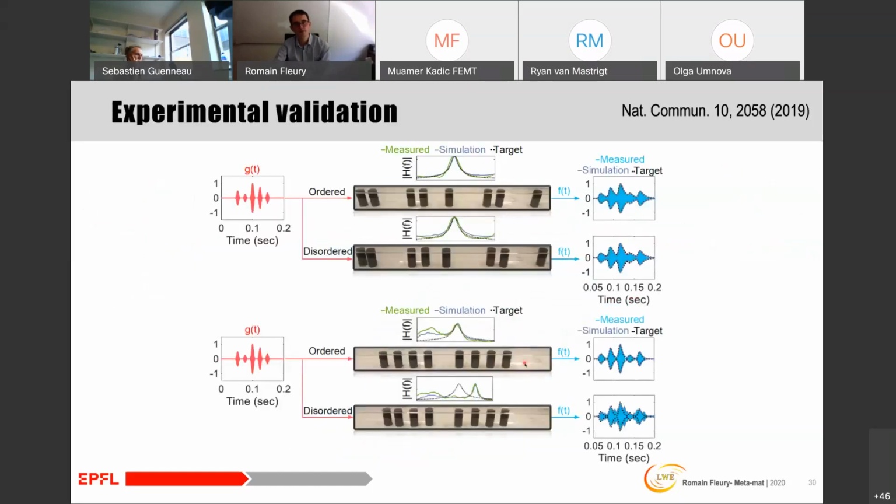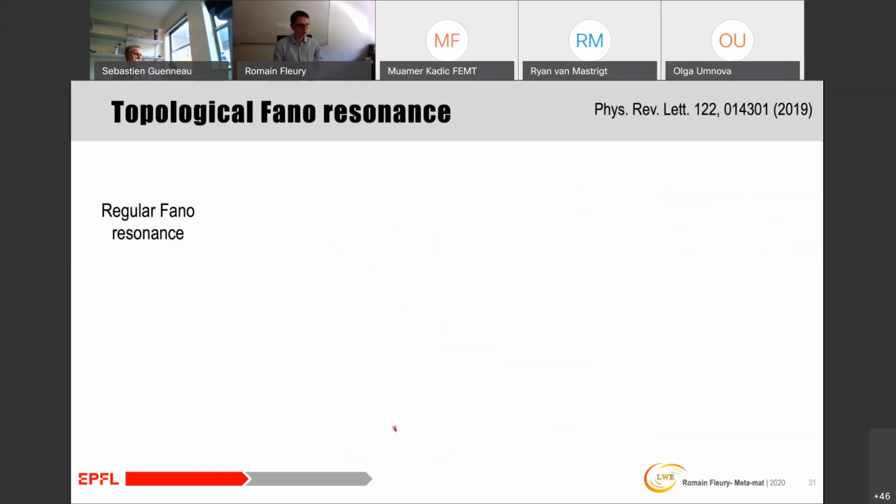Okay, we have validated this in experiment. So we have seen this protected behavior in the case of a topological filter, and this non-protected behavior in the case of a Bragg filter with the same amount of disorder imparted to the position of those cylinders. All right, so far I have shown you how this can be used to make filters that are robust.